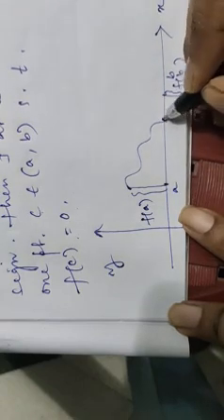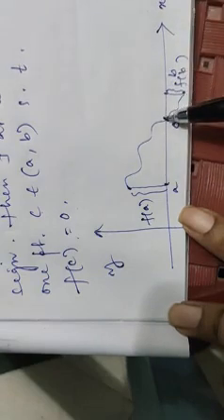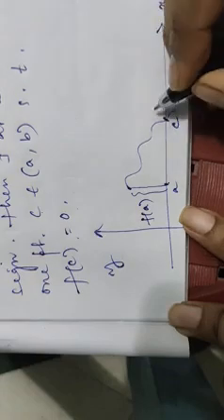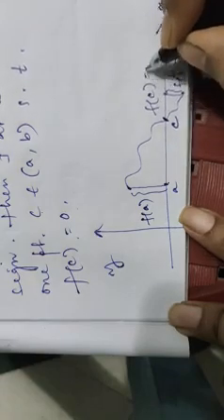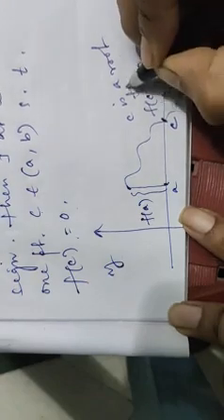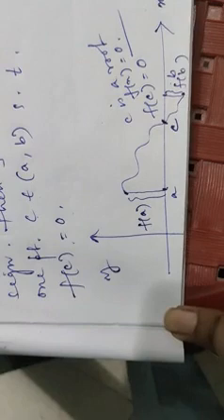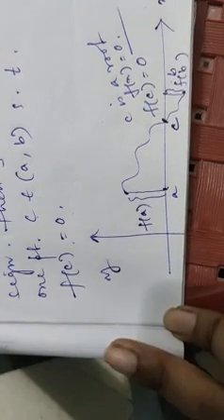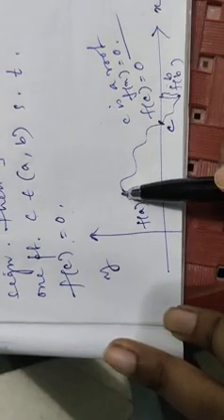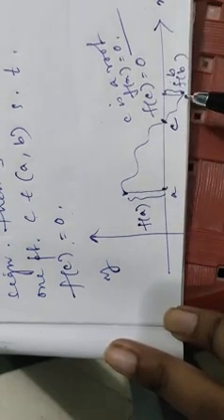That means there exists at least one point c belonging to open (a, b) such that the graph cuts the x-axis, that is f(c) equals 0. That means c is a root of the equation f(x) equals 0. This is the geometrical interpretation of Bolzano's location of roots theorem. When the functional values at the points are different in sign, there exists a root between them.